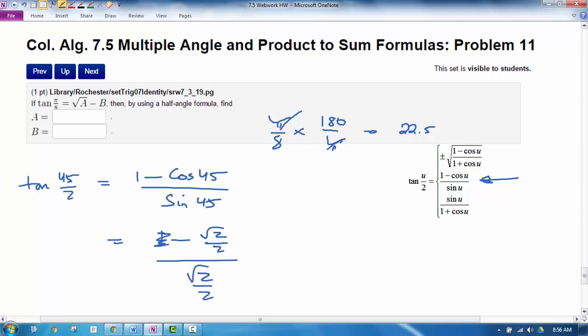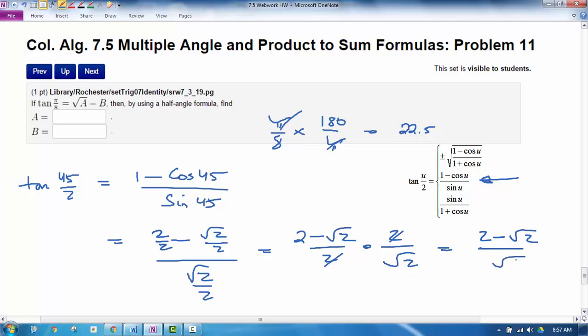So I'm going to combine these fractions by getting a common denominator right here. So this is going to be 2 over 2. This would be 2 minus the square root of 2 over 2. And instead of now dividing by the square root of 2 over 2, I'm going to multiply by 2 over the square root of 2. So these cancel, and I get 2 minus the square root of 2 over the square root of 2. Now that's not how they wanted the answer written. They wanted it written like this.